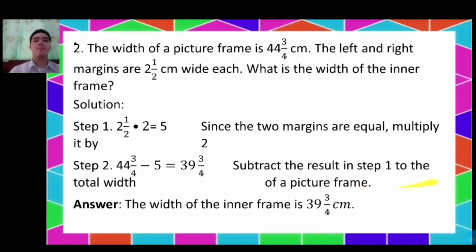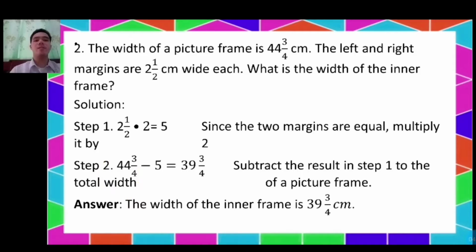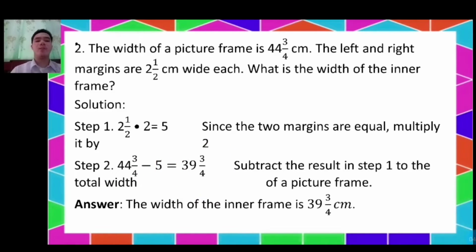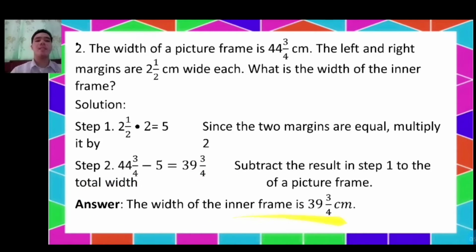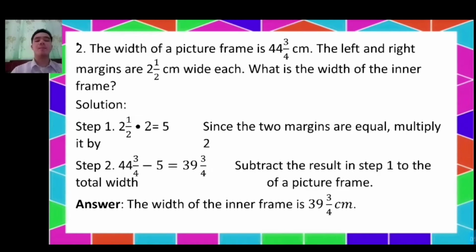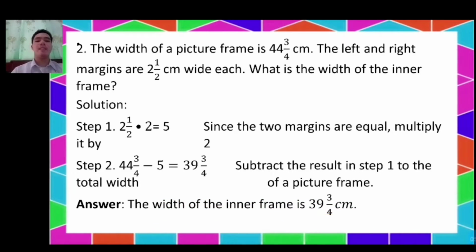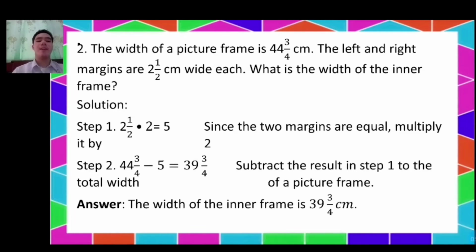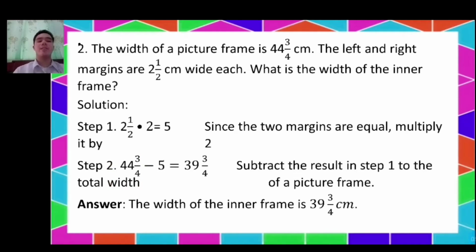Subtract the result in step 1 from the total width of the picture frame. So total width minus the result in step 1, this will be your result, 39 and 3/4. So we can say that the width of the inner frame is 39 and 3/4 centimeters. Okay? So 39 and 3/4 inside, then at the left we have 2.5, then at the right we have 2.5. When you add them, that is 44 and 3/4.